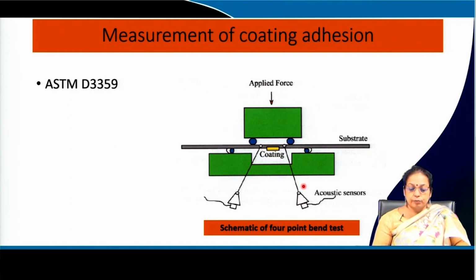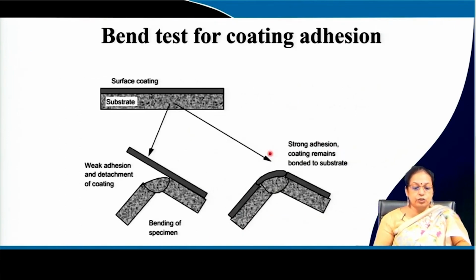Whenever you bend the component, naturally you have to note down where the failure starts. If the failure starts at the interface, then the load at which failure starts at the interface can be accepted as the adhesion strength of the coating. The failure may start on the surface, at the coating, or at the interface. So, it is very important that you note down where the failure is starting.